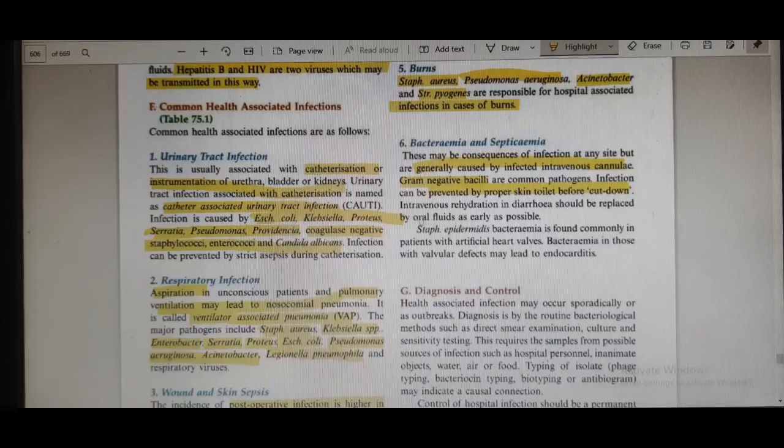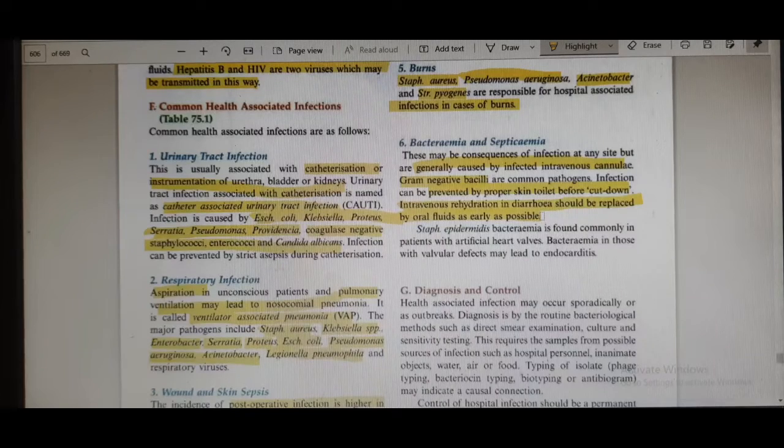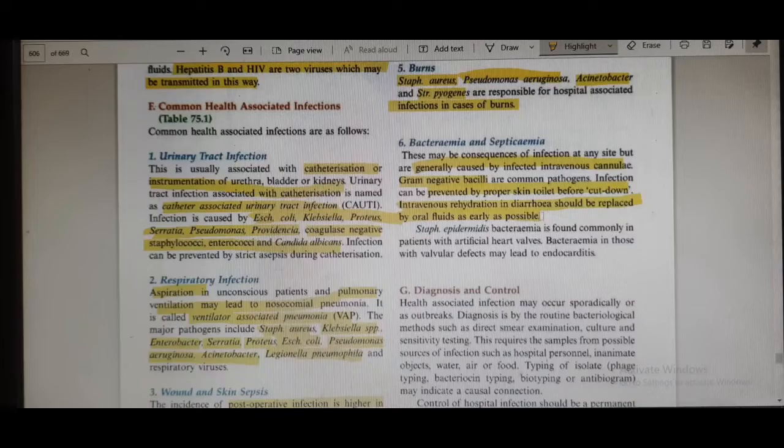Intravenous rehydration in diarrhea should be replaced by oral fluids as early as possible. Usually when dehydration happens, intravenous rehydration is done, which is the administration of fluids. Whenever there is dehydration, they put cannulas into the vein of the patient and give intravenous rehydration therapy. But that should be avoided and oral fluids like ORS, which have high electrolytes, should be given. This can avoid infection through the intravenous route.